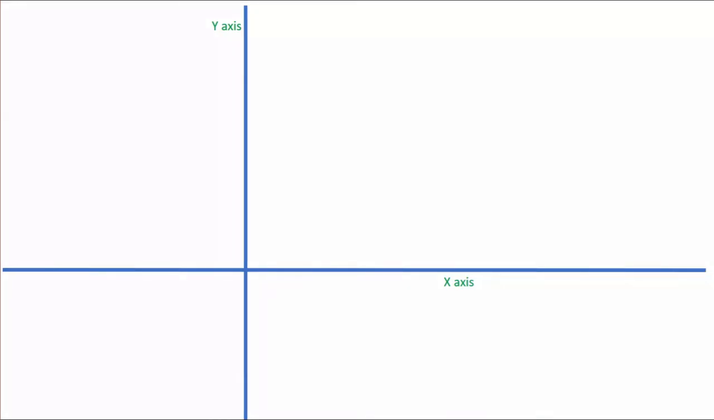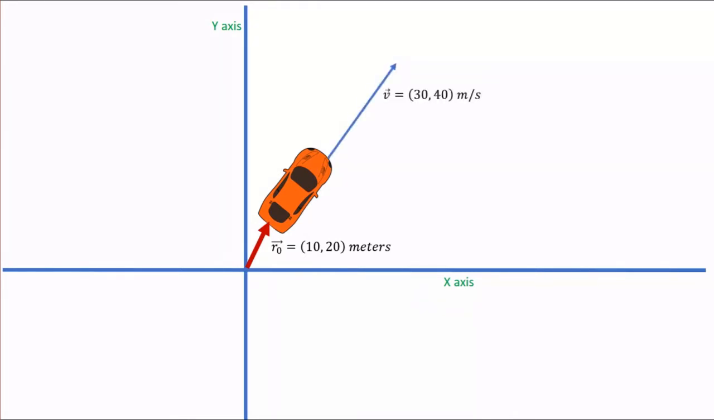Let's see how we can use vector addition to help us understand how an object moves in two dimensions. Imagine I drive a car and I start at a position given by the vector 10, 20 meters. R is often used to mean position, so R0 just means my initial position. I am cruising along with a velocity vector of 30, 40 meters per second. What will be my position vector after 2 seconds?